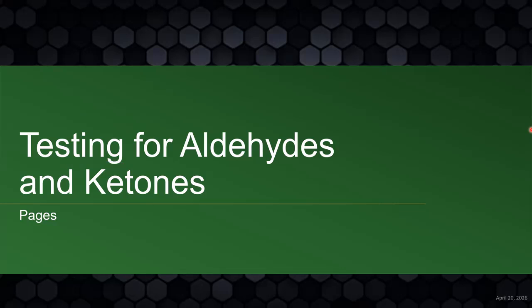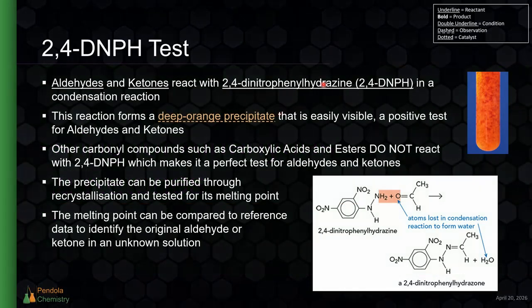But what we're going to focus on today is testing for aldehydes and ketones specifically. And we're going to do this through three different tests that can be chained together. The first test is what we call the 2,4-DNPH test. When an aldehyde or a ketone reacts with 2,4-DNPH, they create a very unique visual cue in the form of a red precipitate or orange-red precipitate.